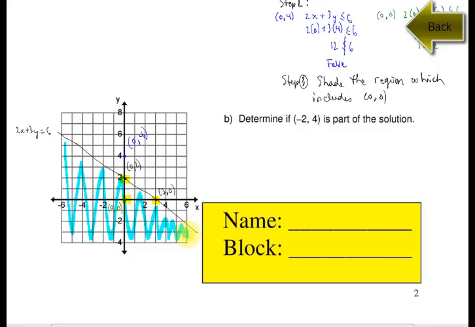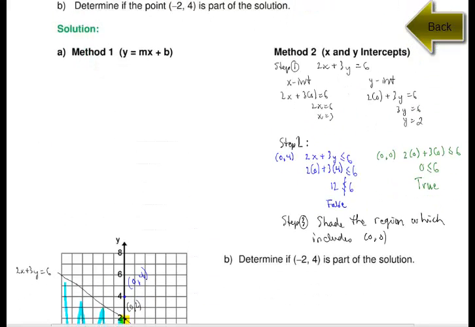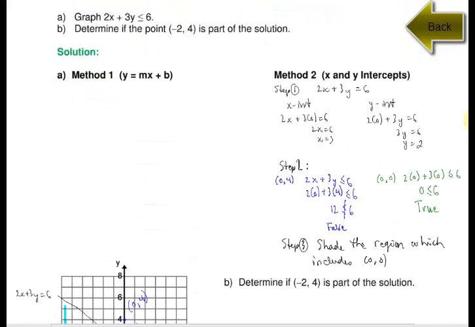And there is my graph fully graphed. Now, remember, the reason why we have a solid line here is because our inequality reads less than or equal to, and the equal to on that inequality will give us a solid line. All right, so let's take a look at method 1, graphing by using y equals mx plus b.